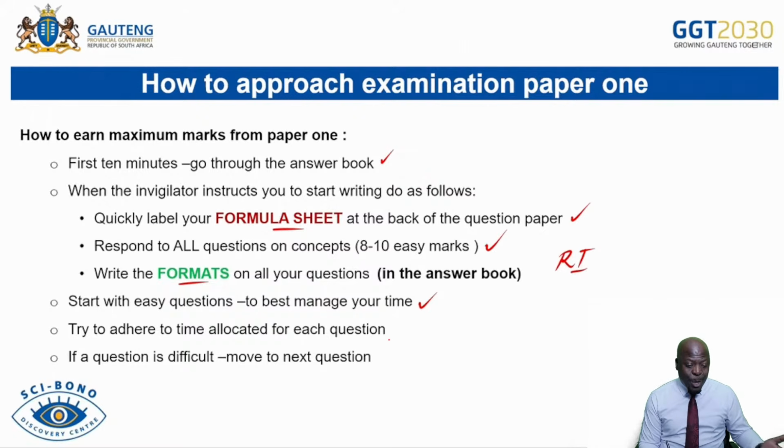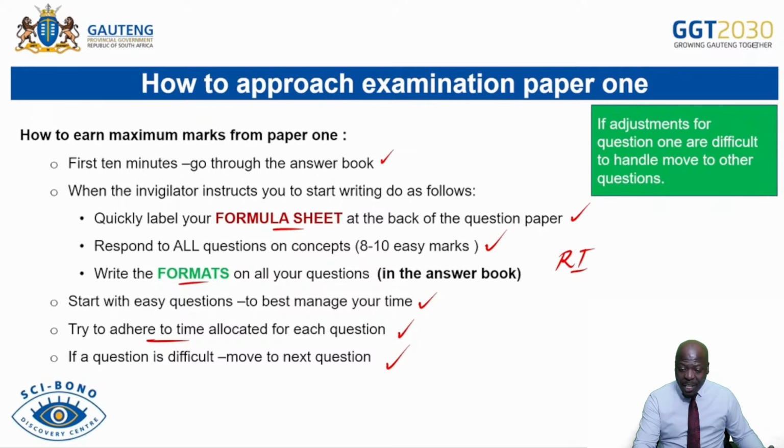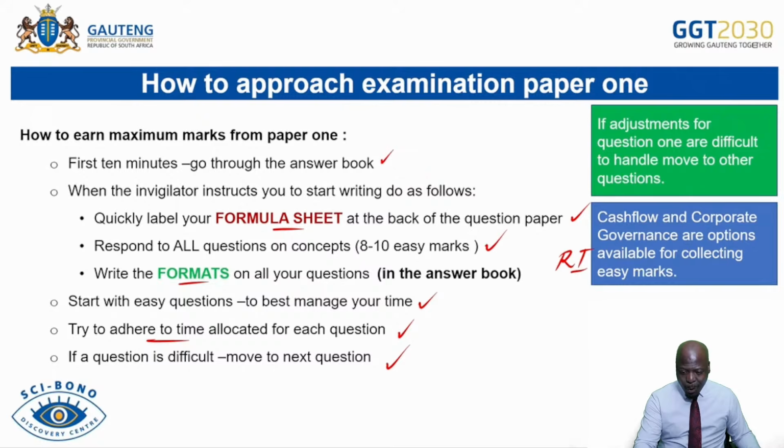So I would advise you to start with easy questions and then try to adhere to the time allocated in each question so that you do not waste time on a specific question and then other questions end up suffering at the same time. If a question is difficult, move on to the next one. If adjustments for one question are difficult to handle, then I would advise that you go on to other questions. You will see that your cash flow and corporate governance are options available for collecting easy marks as well.